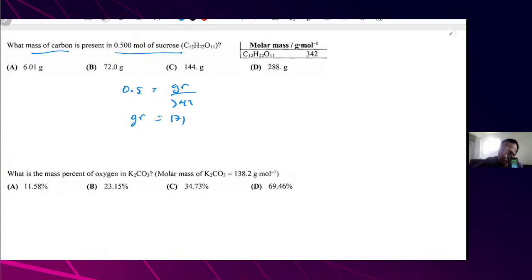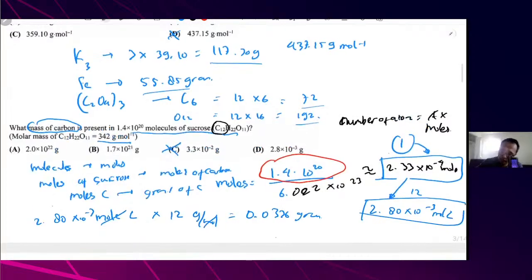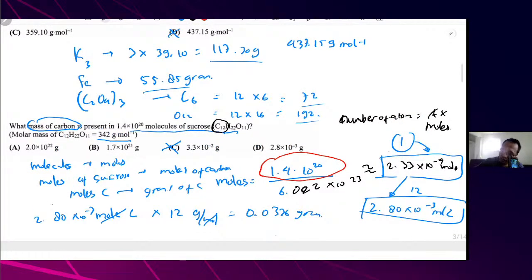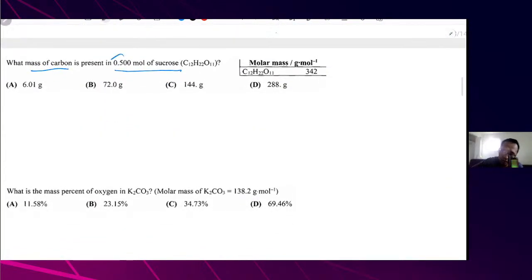We can use the previous example over here. We already have the moles over here, so just times 12. 12 times 0.5 should be 6, and then 6 times 12, the atomic mass of carbon, so we end up getting 72. It's very easy to solve this problem. The answer should be B for this question.